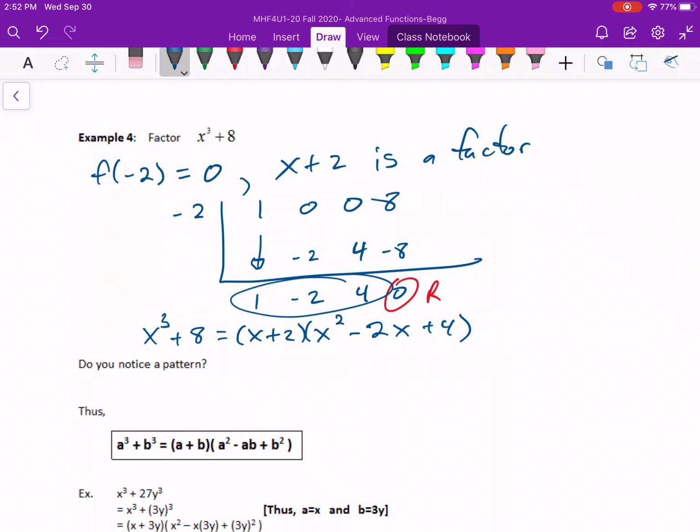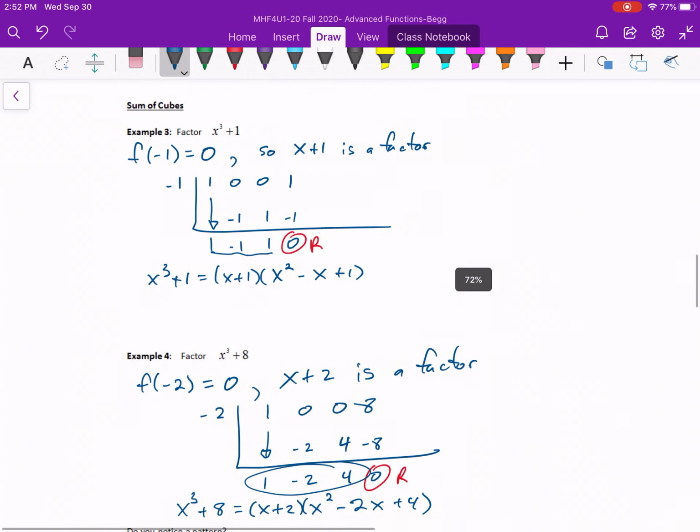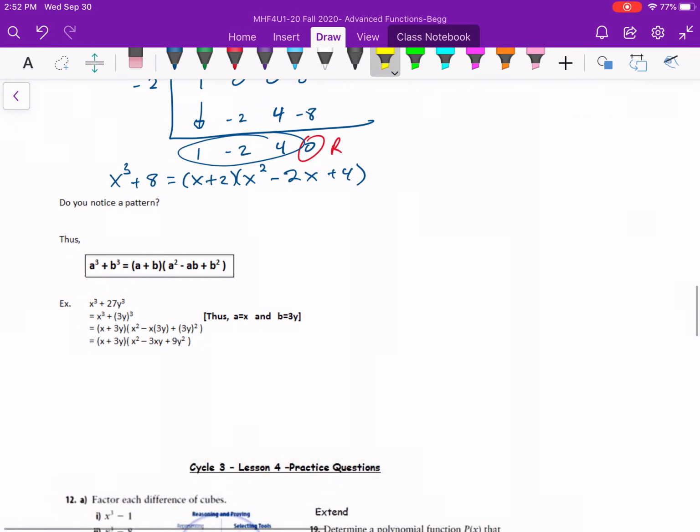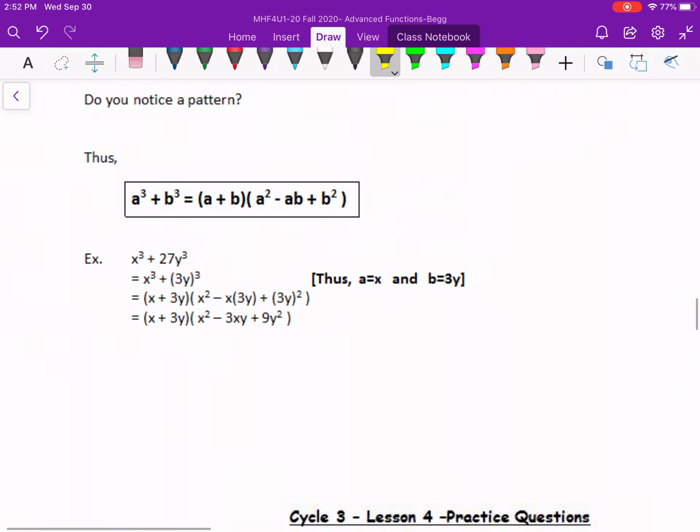This is actually called, or both of these are called sums of cubes. The only difference between them and the first set of examples we did is that they've got plus signs between the two perfect cubes. What we notice, hopefully, is the same pattern pretty much as above, except that the signs are different.